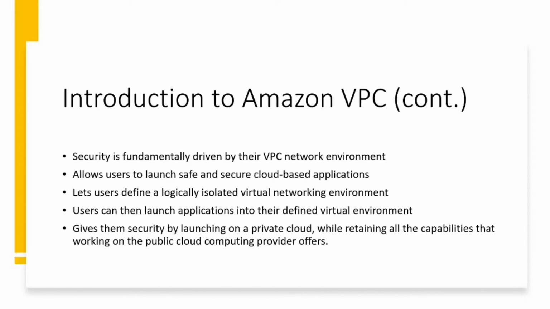So continuing on the introduction to Amazon VPC, security is fundamentally driven by their VPC network environment, and it allows users to launch safe and secure cloud-based applications. It also lets users define a logically isolated virtual networking environment. That's what happens when you're working within the VPC. And users can then launch applications into their defined virtual environment. And it gives them security because it launches on a private cloud. And it also retains all of the capabilities that working on the public cloud computing provider offers, meaning what Amazon offers.